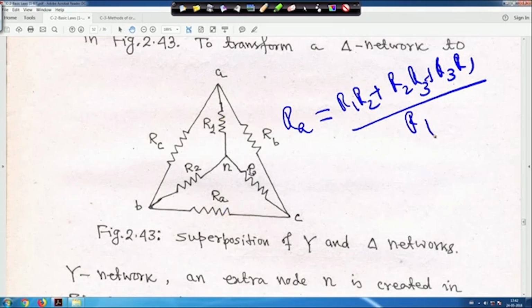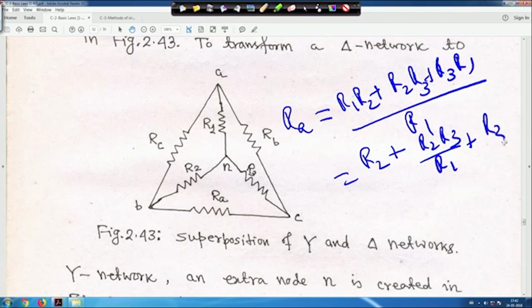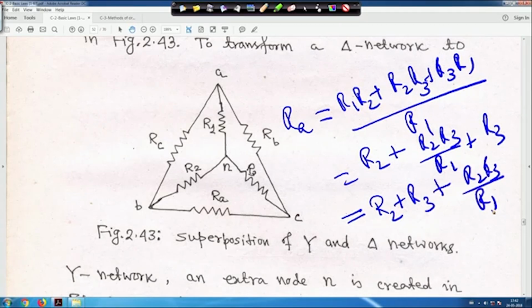Now, for further simplification, how will we do it? Divide this by R 1, so it becomes R 2, plus R 2 R 3 by R 1, and divide this by R 1, this is R 3. That means R A is equal to R 2 plus R 3 plus R 2 R 3 by R 1. For remembering this, one very simple way is R 1 R 2 plus R 2 R 3 plus R 3 R 1 divided by the opposite, just opposite to this R 1.